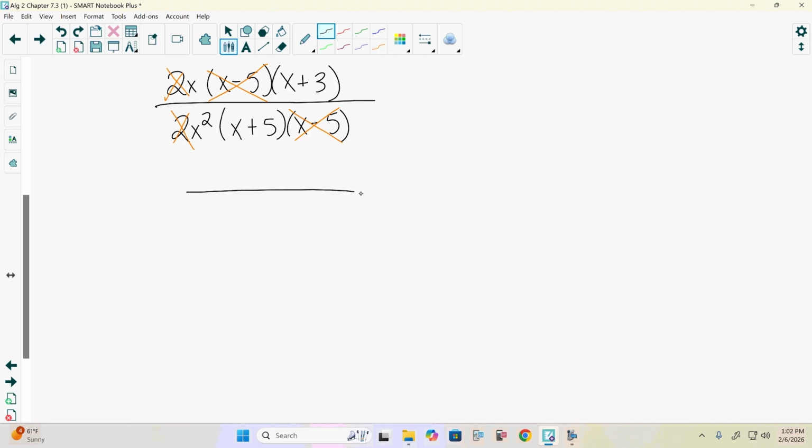But unfortunately, they're not going to cancel out completely because this one will cancel out with one of these, but I will still have a singular x on bottom. On top, we still have the x plus 3, and on bottom, we still have the expression x plus 5, telling us that this is going to simplify to x plus 3 over x times x plus 5.